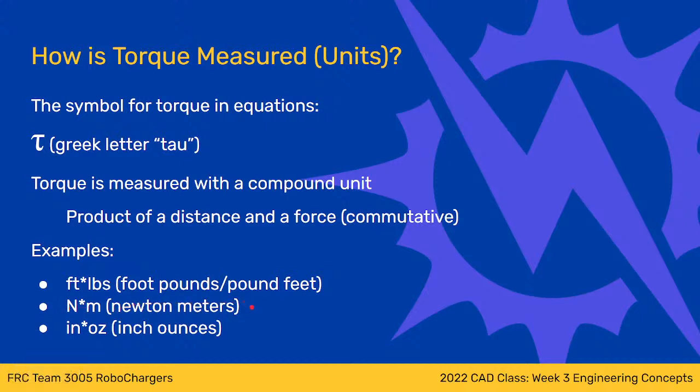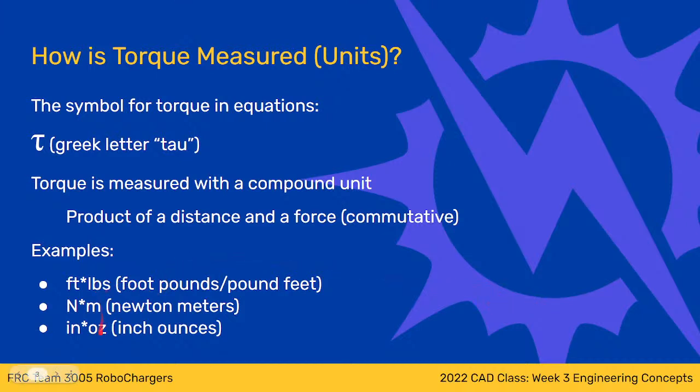Newton meters is a common one. That's actually the standard metric measurement. I use Newton meters for pretty much all the math that I do, because it's the easy one to use when you're doing physics calculations. A lot of motor data sheets that we use in FRC give the torque in Newton meters, so it's a good one to use. Inch ounces is another one. There's also inch pounds. There's a lot of different ones, but the key thing is that they're multiplied together, and any unit of distance and any force will work.